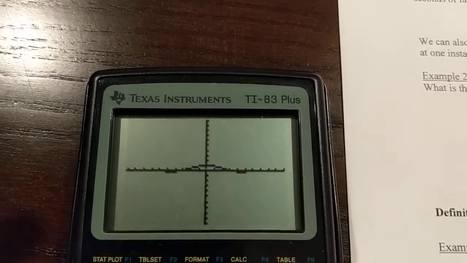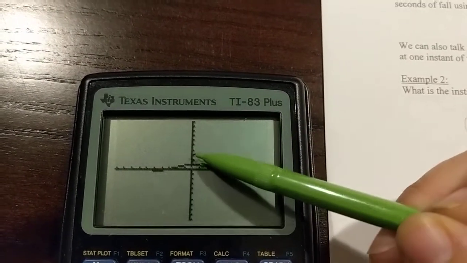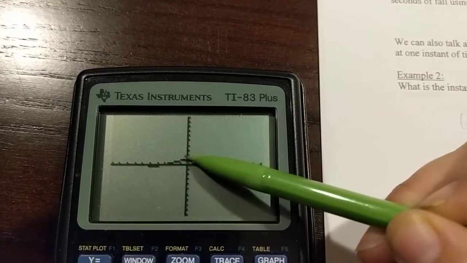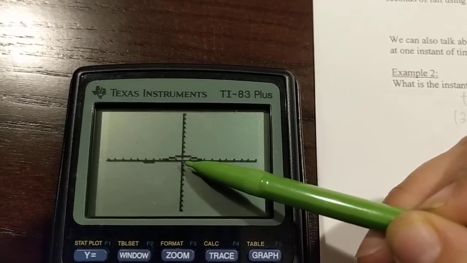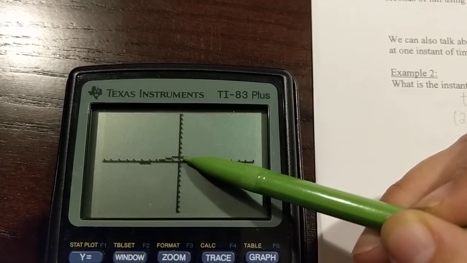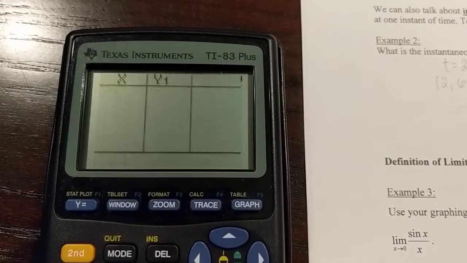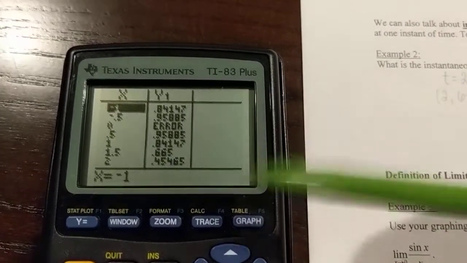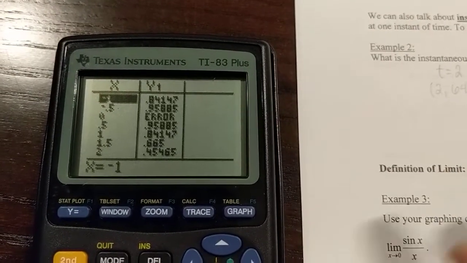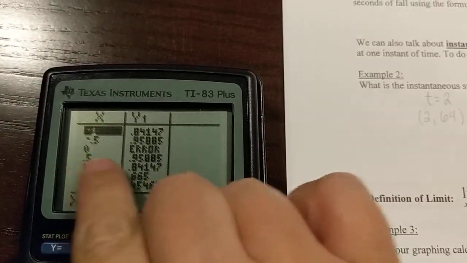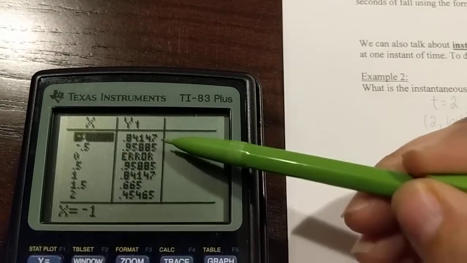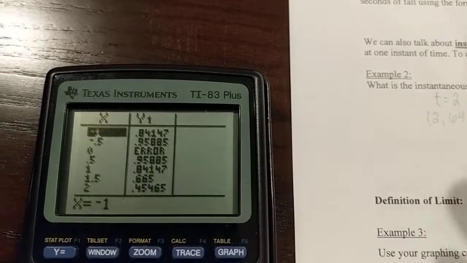And right now it's kind of hard to determine, but I want to look at what is that limit as we are approaching 0. So right now it appears that that limit is about 1. So I want to kind of use the table to help me out. And right now my table is going up by 0.5s. And so you can notice that as we approach 0, it looks like it's getting closer and closer to 1.